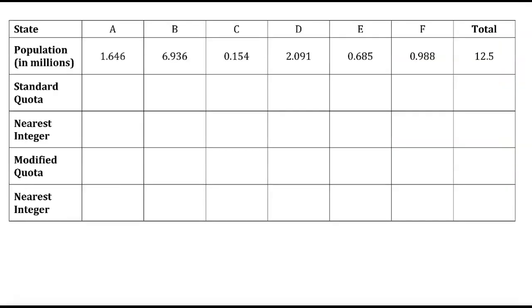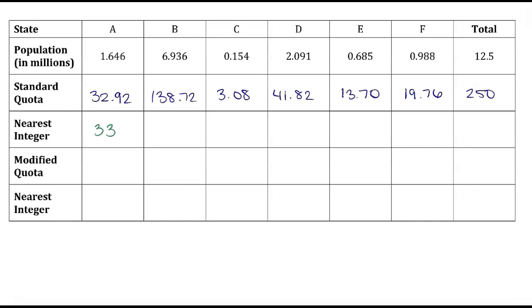Let's start by copying down each state's standard quota. Let's round each standard quota to the nearest integer using just conventional rounding and see what total we get. 32.92 will round up, 138.72 rounds up, 3.08 will round down, 41.82 rounds up, 13.7 will round up, and 19.76 will round up. This gives us a total number of seats, 251. We're so close, we're just one seat over.